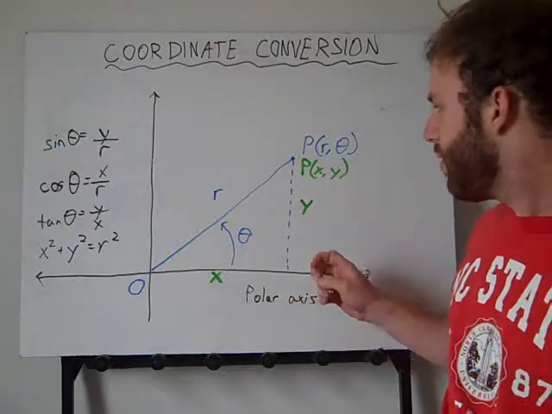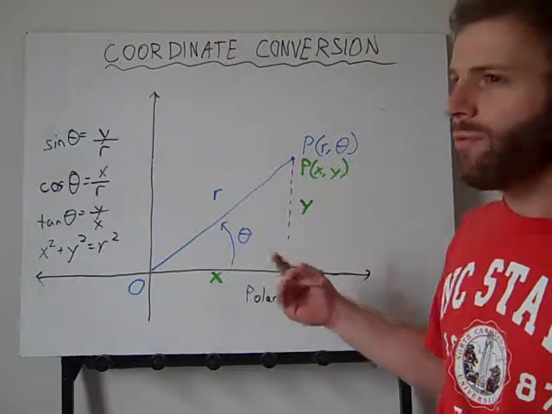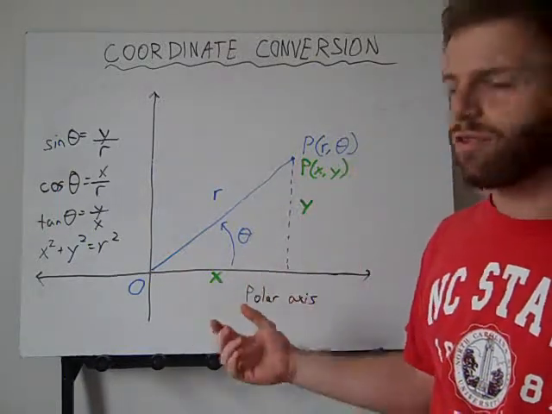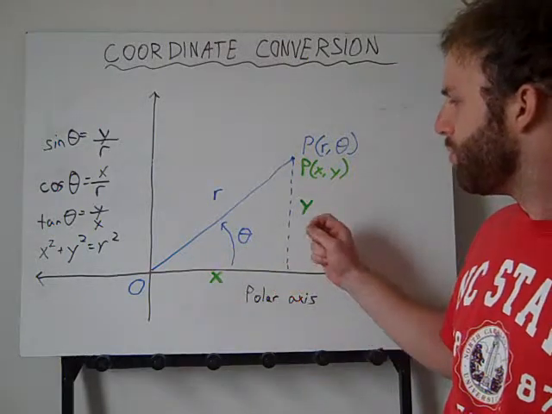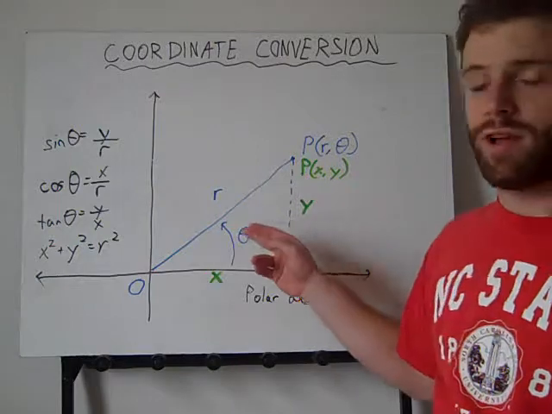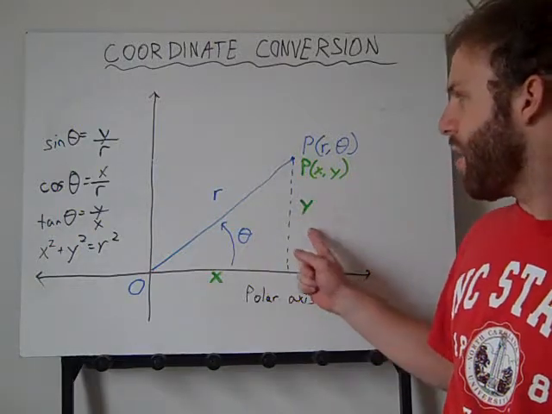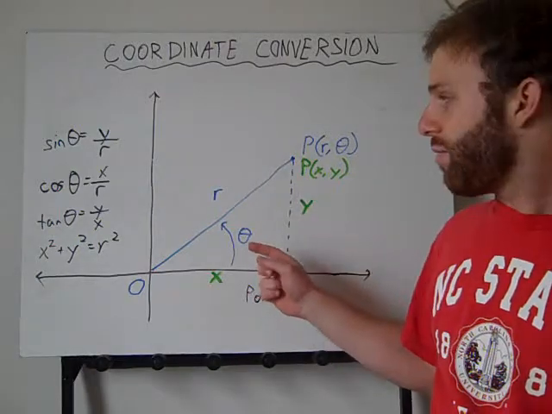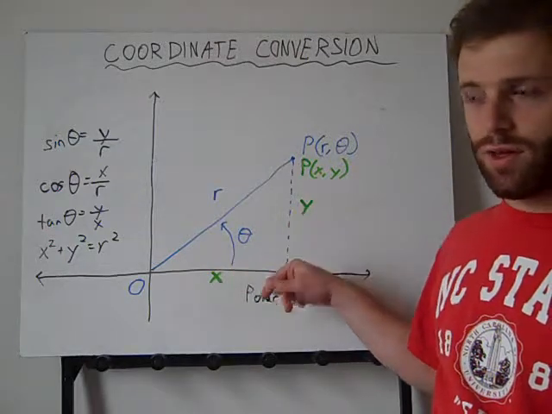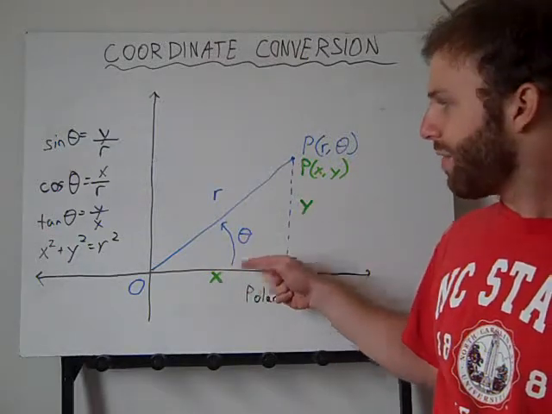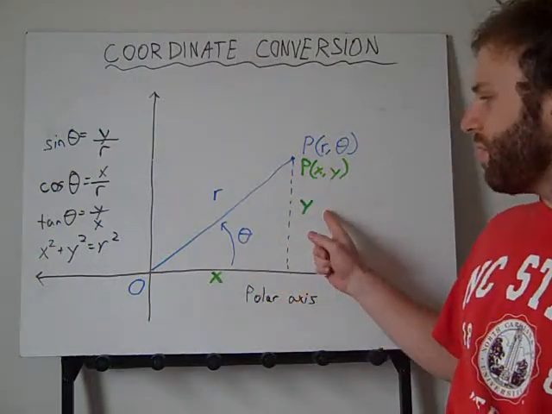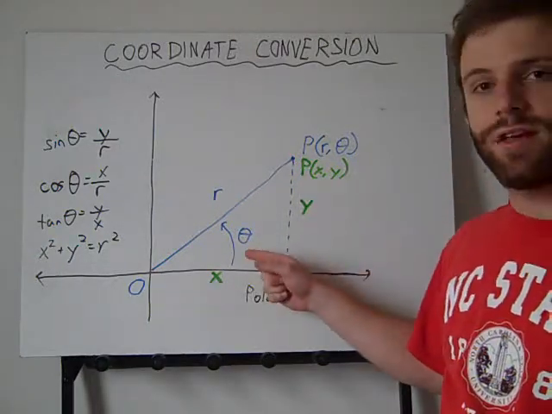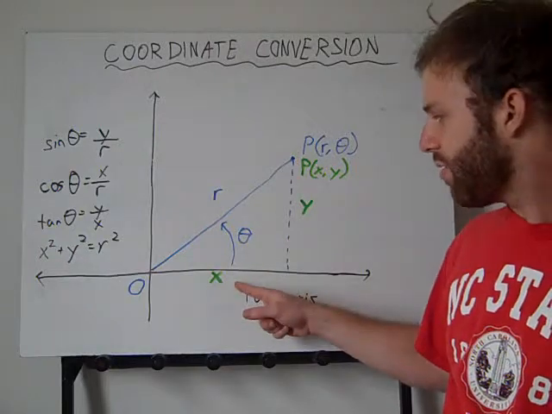So, if we remember what we know about triangles in geometry, we know that the sine of an angle is equal to the ratio of the opposite over the hypotenuse, so sine of theta is y over r. And with cosine, it's just the adjacent over the hypotenuse, so it's going to be x over r. And if we think of tangent of an angle, we know it's the opposite over the adjacent, so tangent of theta is equal to y over x.